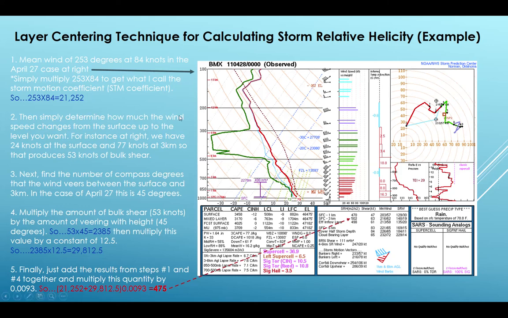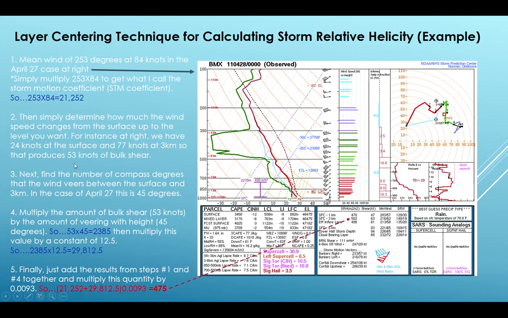Then simply determine how much the wind speed changes from the surface up to the level you want. For instance, at Wright, we have 24 knots at the surface down here and 77 knots at 3 kilometers. So that produces 53 knots of bulk shear. And again, bulk shear is just the change in wind speed between two layers. So between the surface and 3 kilometers in our case, the wind speed change is 53 knots.